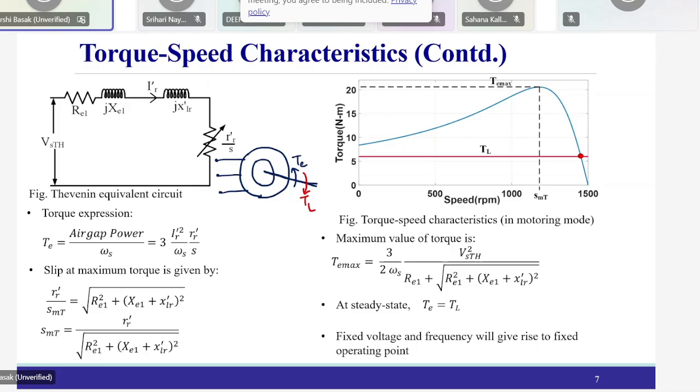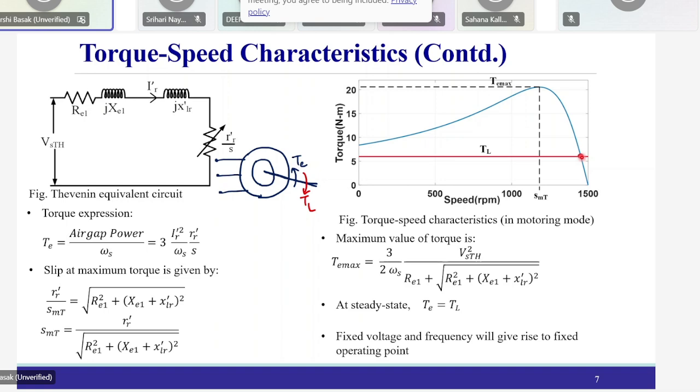Now this is the electromagnetic torque which is developed by the motor, and then you have a counter rotating torque which is given by this expression. This is a load torque, and that is constant irrespective of the speed. So what will be the operating point? The operating point will lie on the intersection point between these two. Okay, and the maximum value of the torque will be given by this expression. And at steady state, it can be seen that T and T_L will be equal. So this will be the operating point.